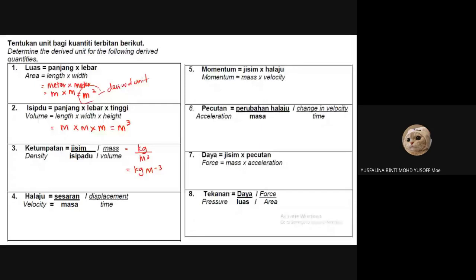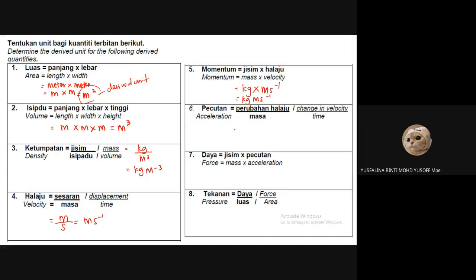Okay, and then the next one is the velocity. So velocity is displacement divided by time. The displacement unit is meter, and the time unit is second, so it will become m s negative 1. For momentum, momentum is mass multiplied by velocity. Mass is in kg, and velocity we already calculated before, m s negative 1. So the answer should be kg m s negative 1.